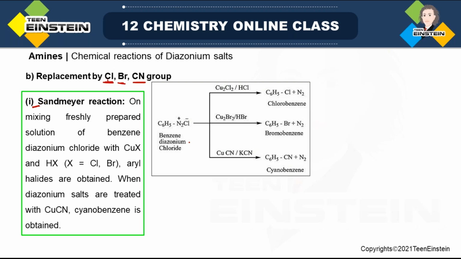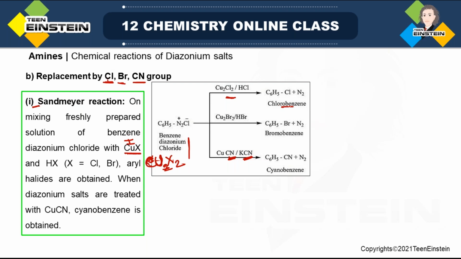When you are mixing diazonium chloride salt with this type of reagent, look at this reagent, it is CuX. You can also write it as Cu2X, but basically it is CuX where the oxidation state is +1. So CuX where X is Cl or Br, or it may be CN. When it is chloride or bromide, you are taking the combination CuX, HCl or HBr depending on your requirement. But when it is CN, you are taking the salt potassium cyanide.